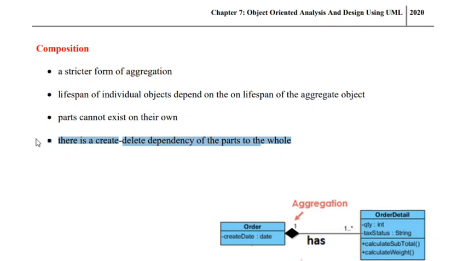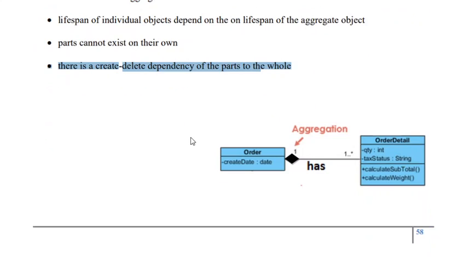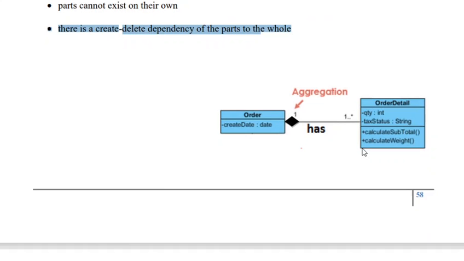So composition is a very restrictive version of aggregation that tries to represent an existence-dependent relationship. If the whole exists, then the part exists. Otherwise, the parts cannot exist independently or individually. So here I have an example. If the order exists, then I have the order details existing there. If there is no order, then there is no order details.